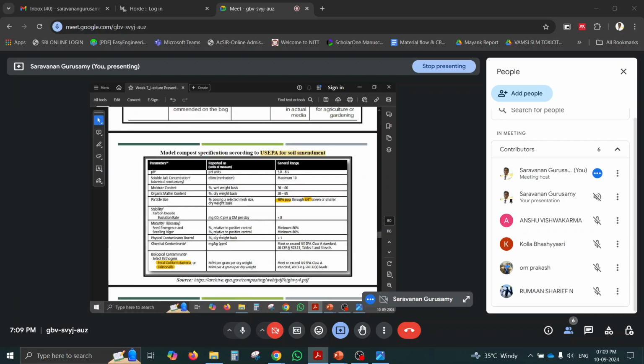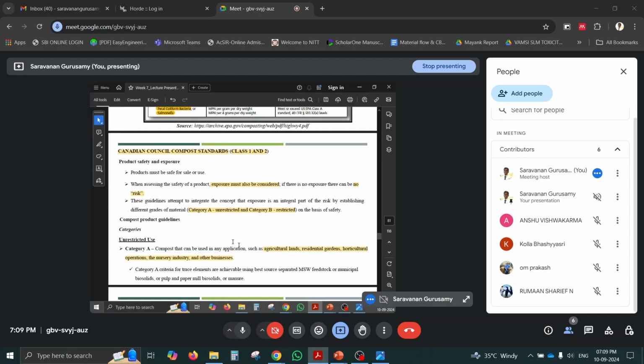Then US EPA, that is the United States guidelines for using compost as a soil amendment. The pH, soluble salt concentration, moisture content, organic matter, and particle size are also mentioned. 98% of the compost should pass through a 3 by 4 inch screen, that is, we can say like a 2 centimeter screen. It should pass 20 mm. And then the biological contaminants also have some criteria. It should not exceed the US EPA Class A standard.